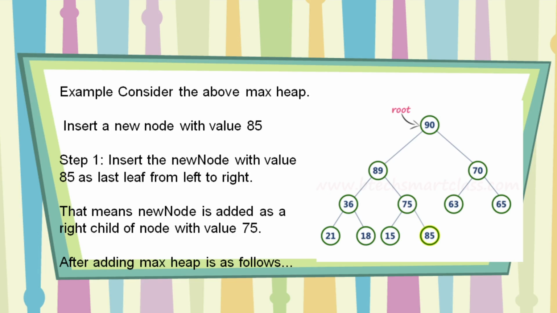So our last node is 15. After that we have to insert it. Now 85 is the right child for existing node 75. A new node is added as a right child, that is with a value 85 for the existing parent 75.